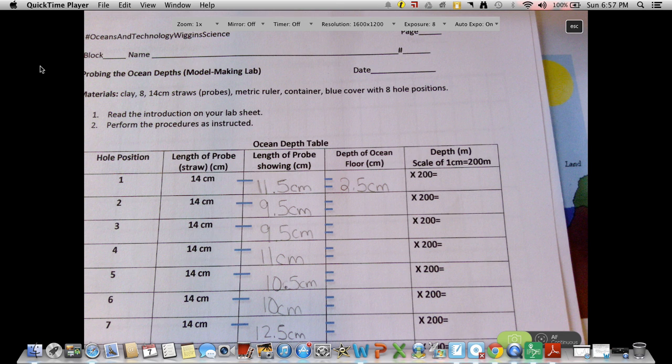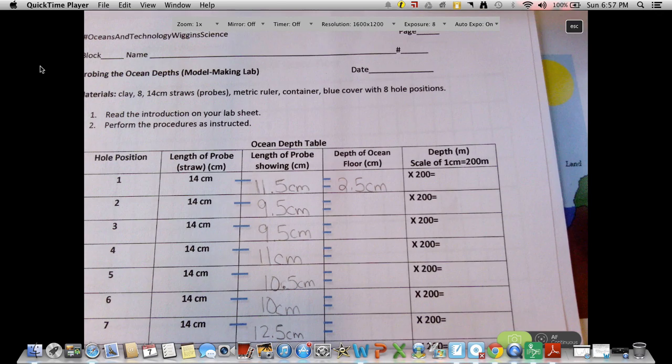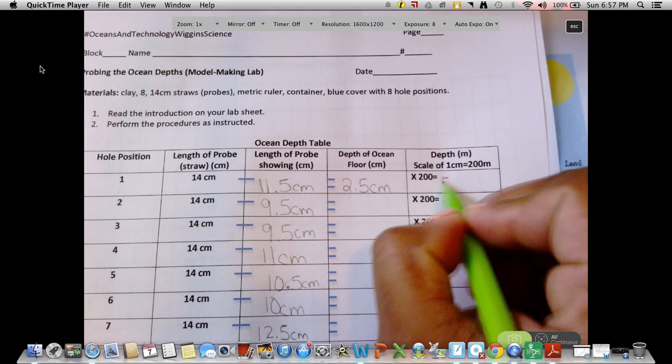Now, because we want to make this a little bit more realistic and we're measuring the actual ocean floor, we're using a small representation, so we're using centimeters. We need to think about actually measuring the ocean floor, and they measure that in meters. So 1 centimeter equals 200 meters. So we'll take the 2.5 and multiply it by 200, and that's going to give us 500 meters.